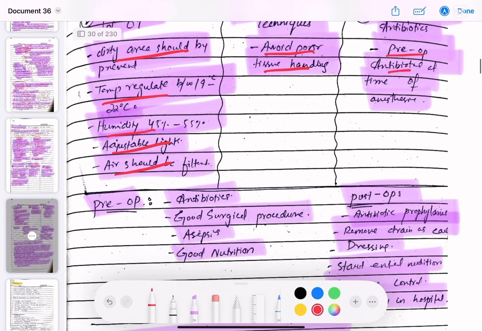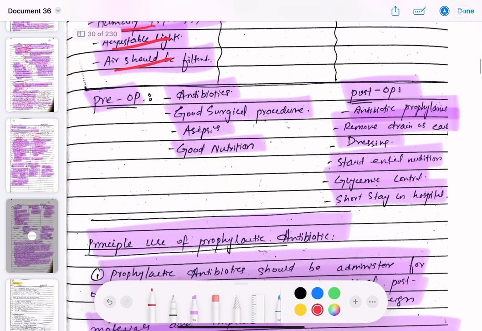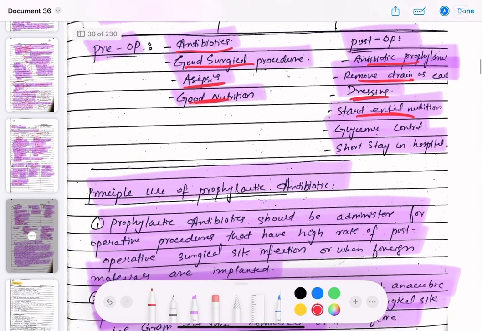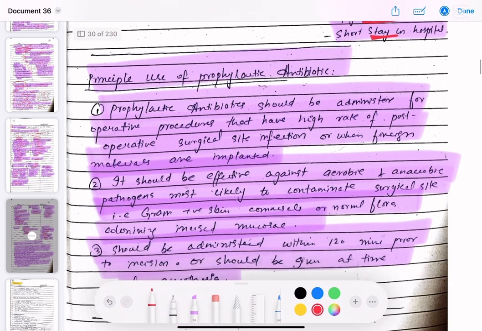Now pre-op care, so we are having antibiotics, good surgical procedure, asepsis and good nutrition. In post-op we are having antibiotic prophylaxis, removal of drains, early dressing, start enteral nutrition, glycemic control, and short stay in hospital.